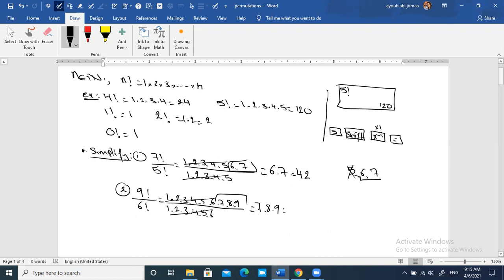Here, 9 factorial over 6 factorial: the first integer after 6 is 7. So you count from 7 to 9 and you multiply these integers. So the answer is 7 times 8 times 9, and 7 times 8 times 9 is 504.